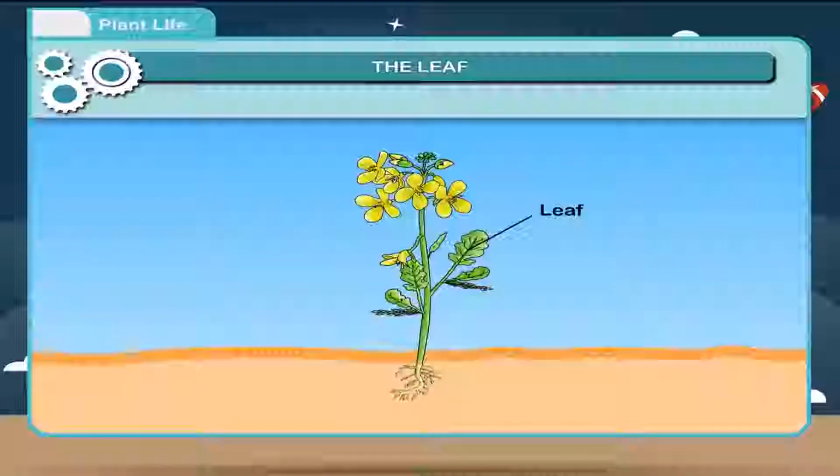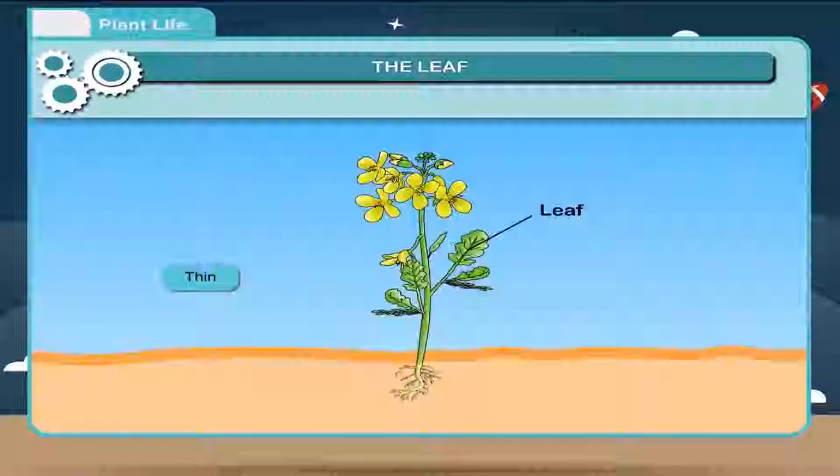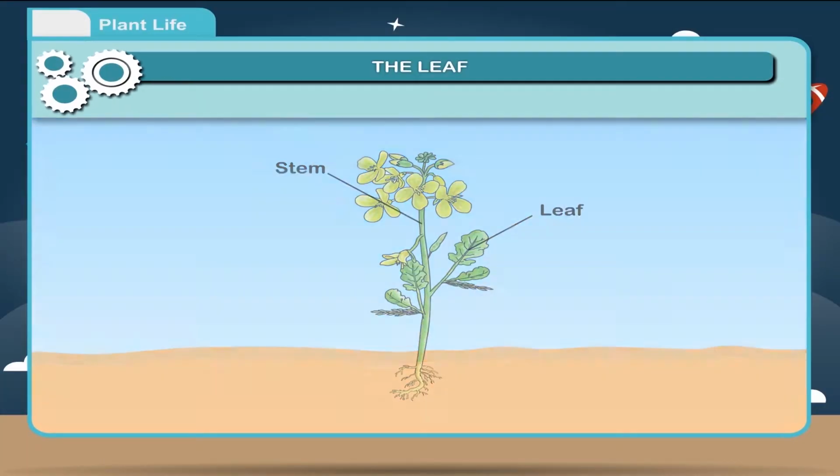The leaf. Leaf is one of the most important parts of the shoot. It is called the kitchen or food factory of the plant. It is a thin, flat, green, expanded structure which is concerned with the manufacture of food. It arises from the node of the stem and has a bud called axillary bud in its axil.